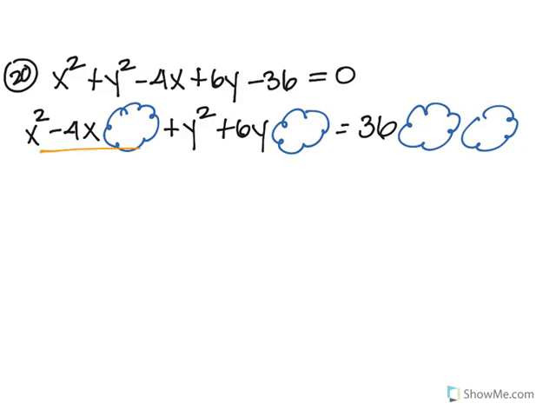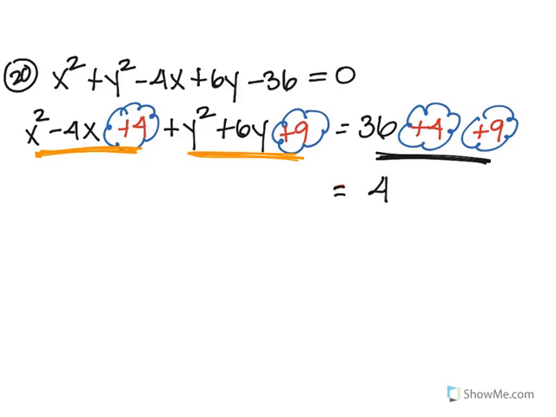We're going to do completing the square on our x's. So half of 4 is 2, and 2 squared is 4. So we're going to add 4 to both sides. And then we're going to do completing the square on our y's. Half of 6 is 3, and 3 squared is 9. So if you want to go ahead and check this number just to make sure it gives you a real number, 36 plus 4 plus 9 is 49, and that's a real number, okay?